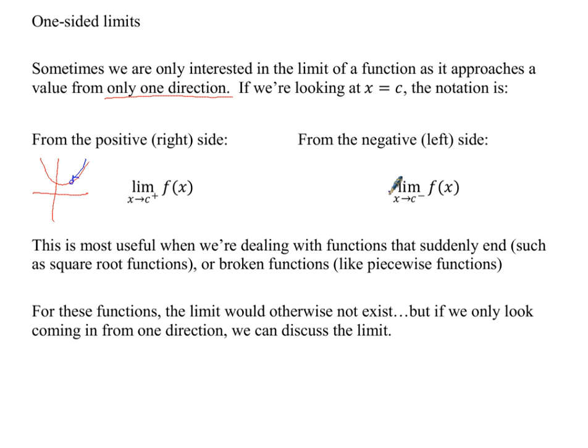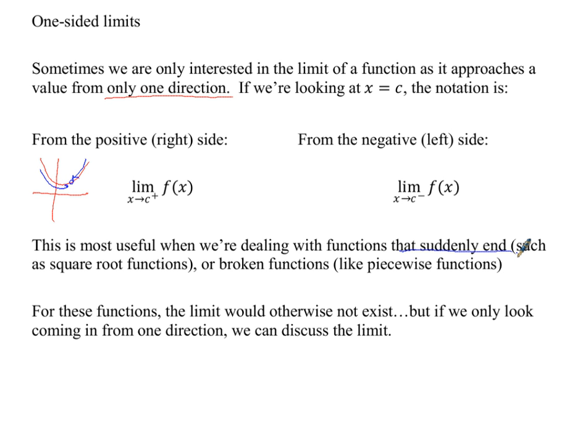Likewise, from the left side would be from the negative side. So now as I approach from over here, that would be like potentially coming in from negative infinity, so that's why it's called the negative side. Same notation, just with a negative sign in what would be that exponent for the number. Most of the time we're only going to see this when we're dealing with functions that stop, that suddenly end is how I put it. So like square root functions or broken functions, like piecewise functions. That's when you're going to start to see these one-sided limits that we're talking about here.